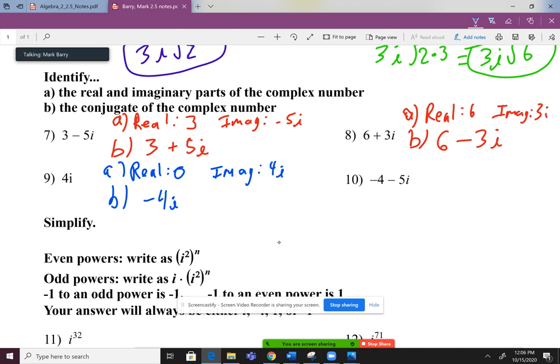All right, and then number 10, para empezar, el número real es 4 negativo. The real number is negative 4. El número imaginario, right? Imaginario, perdóname. The imaginary part is negative 5i.